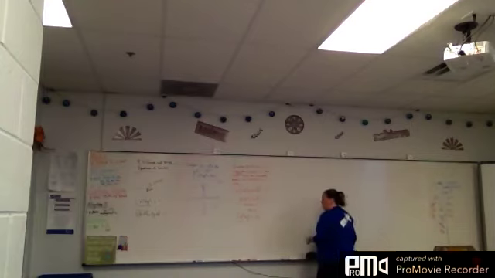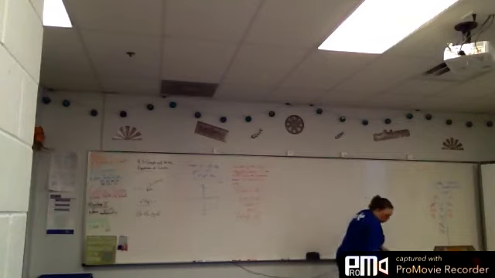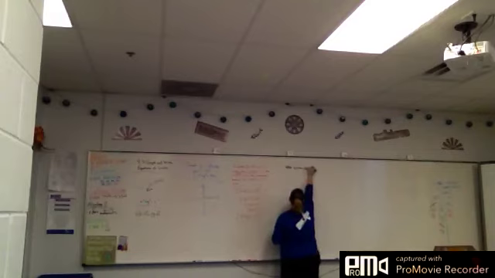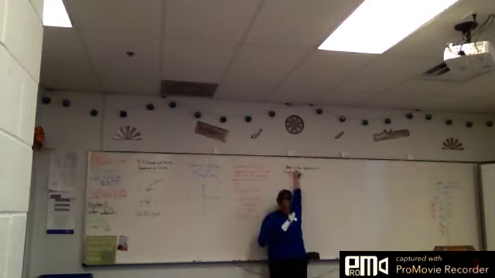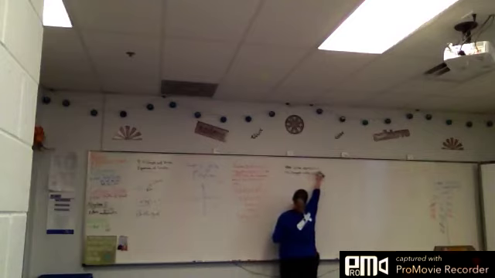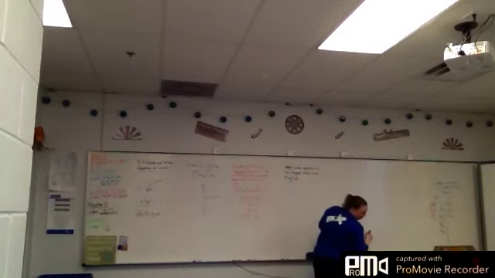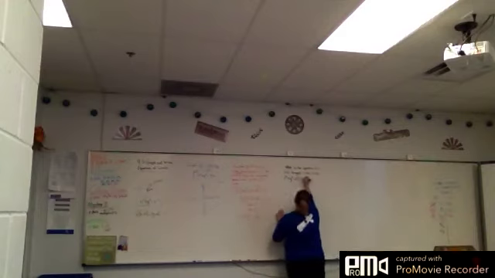Let us try this. What is an equation of the line tangent to the circle x squared plus y squared equals 13 at (-3, 2)?